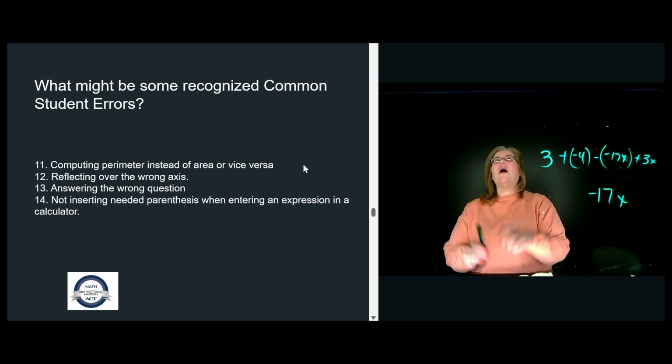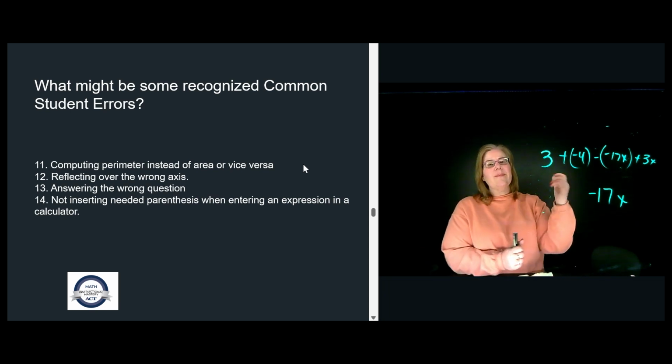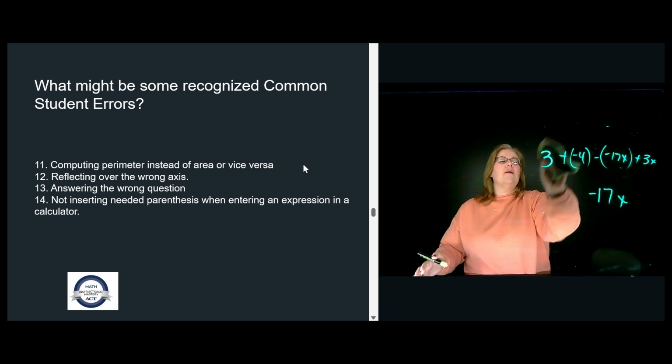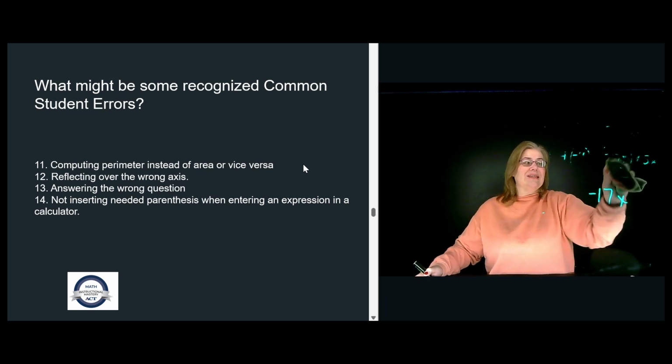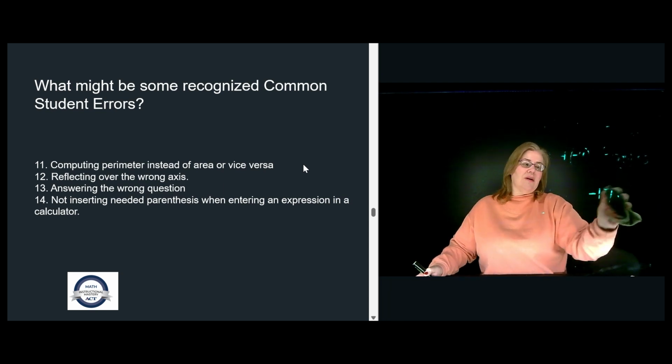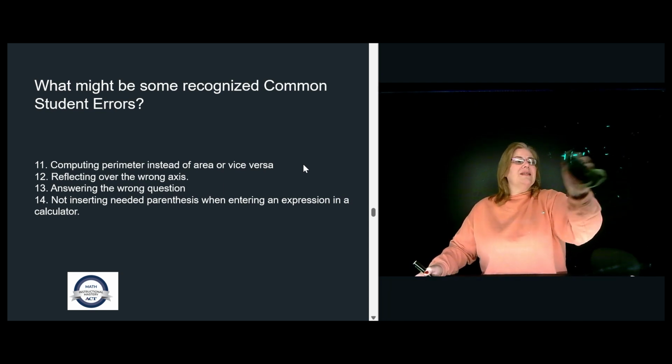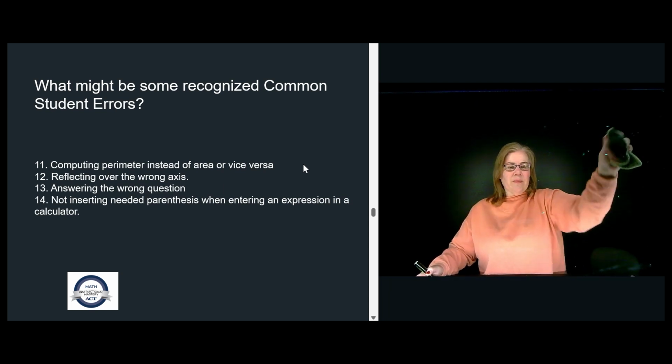So instead of going, oh my gosh, I made a mistake, go ahead and put the parentheses where they're needed. Show the difference between just a negative 17 and a negative 17x. You'll thank me for it. And your calculator will thank you for it because it will give you what you need. All right?